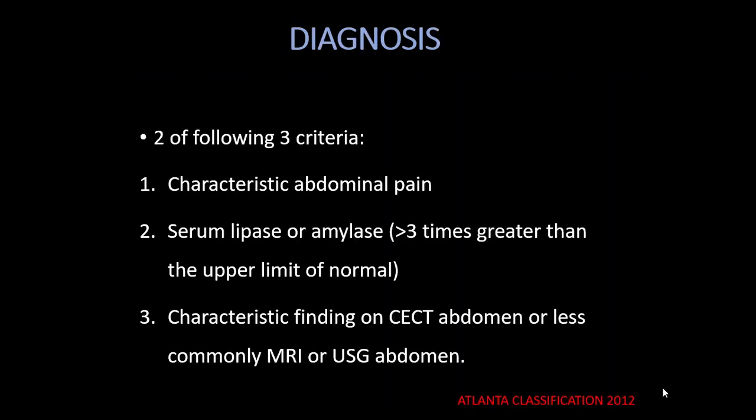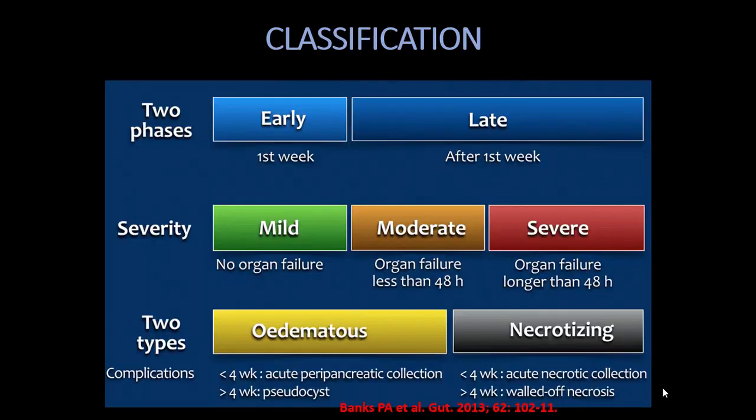So how do you diagnose? As per the Atlanta classification published in 2012, two of the following 3 criteria are required for the diagnosis of pancreatitis. First, characteristic abdominal pain: patients may present with persistent, severe, acute onset abdominal pain that radiates to the back and is relieved by bending forward. Second, serum amylase and lipase 3 times greater than the upper limit of normal. Third, characteristic findings on CT abdomen, or less commonly on MRI or USG abdomen.